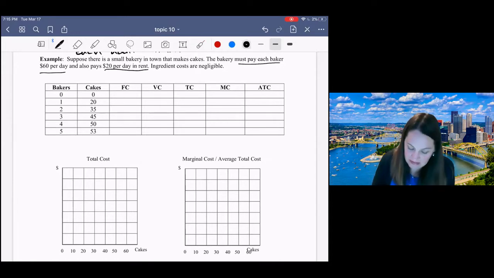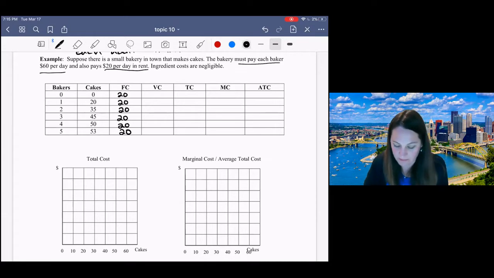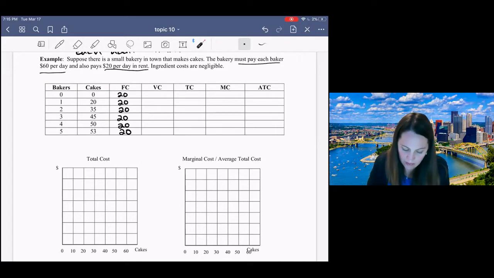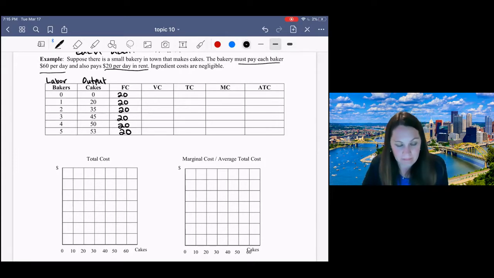So we can start to fill in this table then with fixed cost, okay, and variable cost. My fixed cost, no matter how much I produce, is going to be $20. And the information that's provided here in the table is really our production function, the relationship between our variable input, labor, and our output, that's cakes. So our variable cost is going to depend on how much labor we hire or how many bakers we employ.